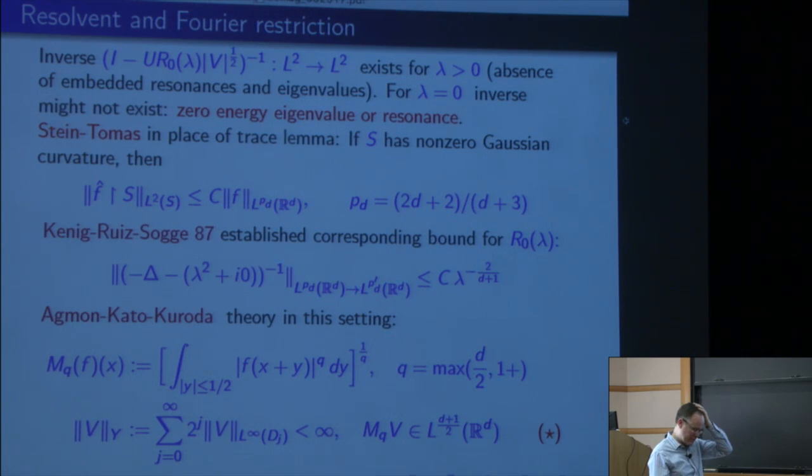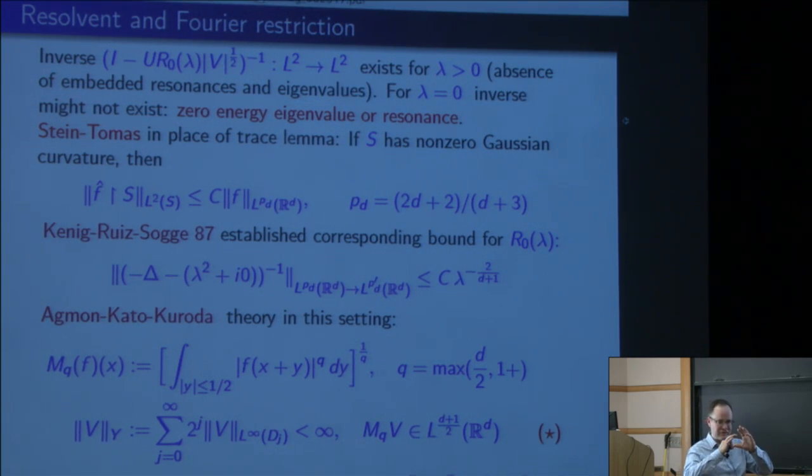Goldberg and I did a little bit of this first: what happens if you replace this very primitive trace lemma, which is just L1, L infinity, Fourier transform with Cauchy-Schwarz, with something a bit more sophisticated, the Stein-Thomas theorem. Koenig-Ruiz-Sogge had obtained the analog of that for the resolvent. Remember, there is a very close link between these two, because if you dualize TT star, you obtain convolution by the Fourier transform of the surface measure of your surface S, which is the imaginary part of the resolvent.